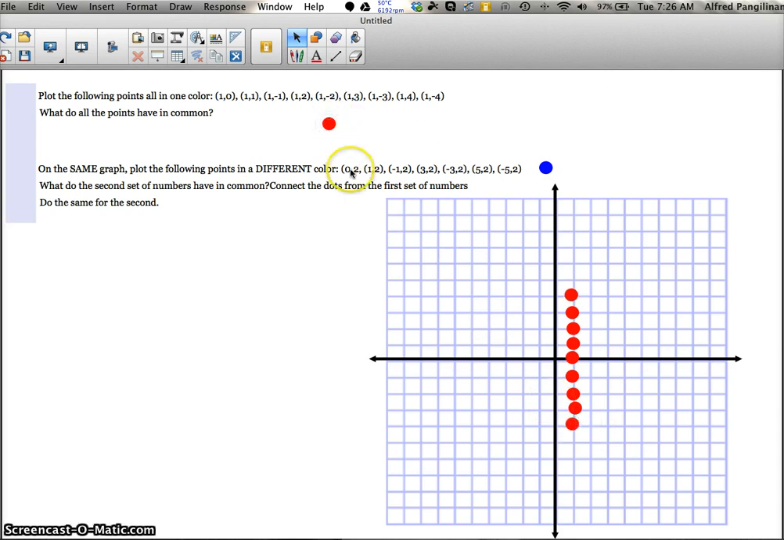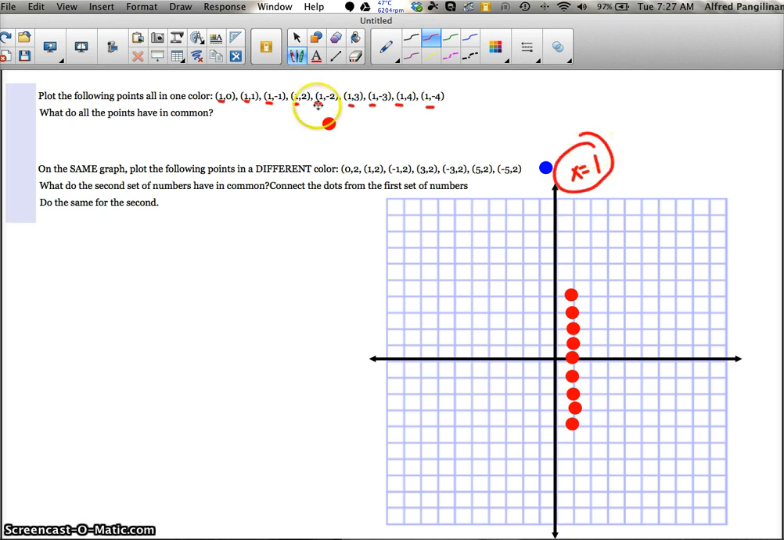All of them have in common this x value. They all have x values of 1. So what they all have in common is x equals 1. That's what their commonality is.